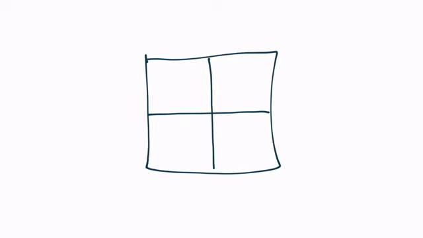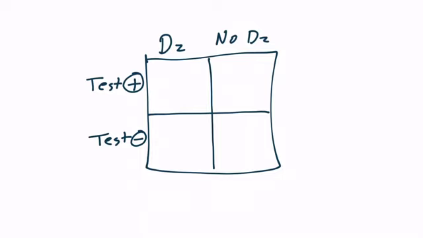So let's explain the math a little more with the 2x2 table. The disease status goes along the top, and the test result is along the side. True positives are those with the disease and test positive. So they would go up in this top left corner. True negatives are those without the disease and test negative. Those would be in the bottom right.